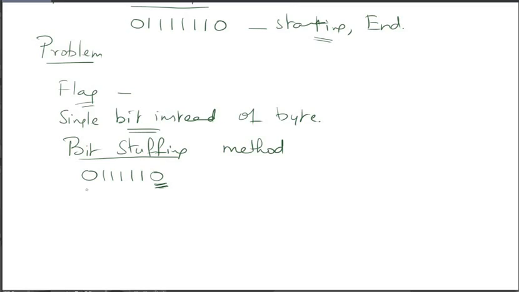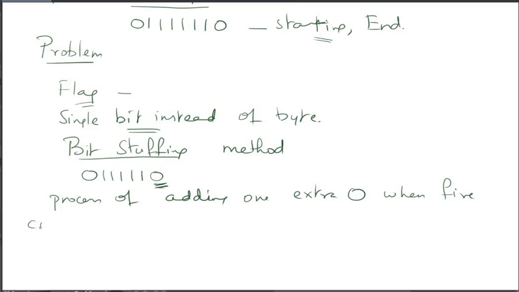Bit stuffing is the process of adding one extra 0 when 5 consecutive ones follow a 0. So this is the bit stuffing method. Whenever there are 5 ones after a 0, then an extra 0 is added. This is known as the bit stuffing method.